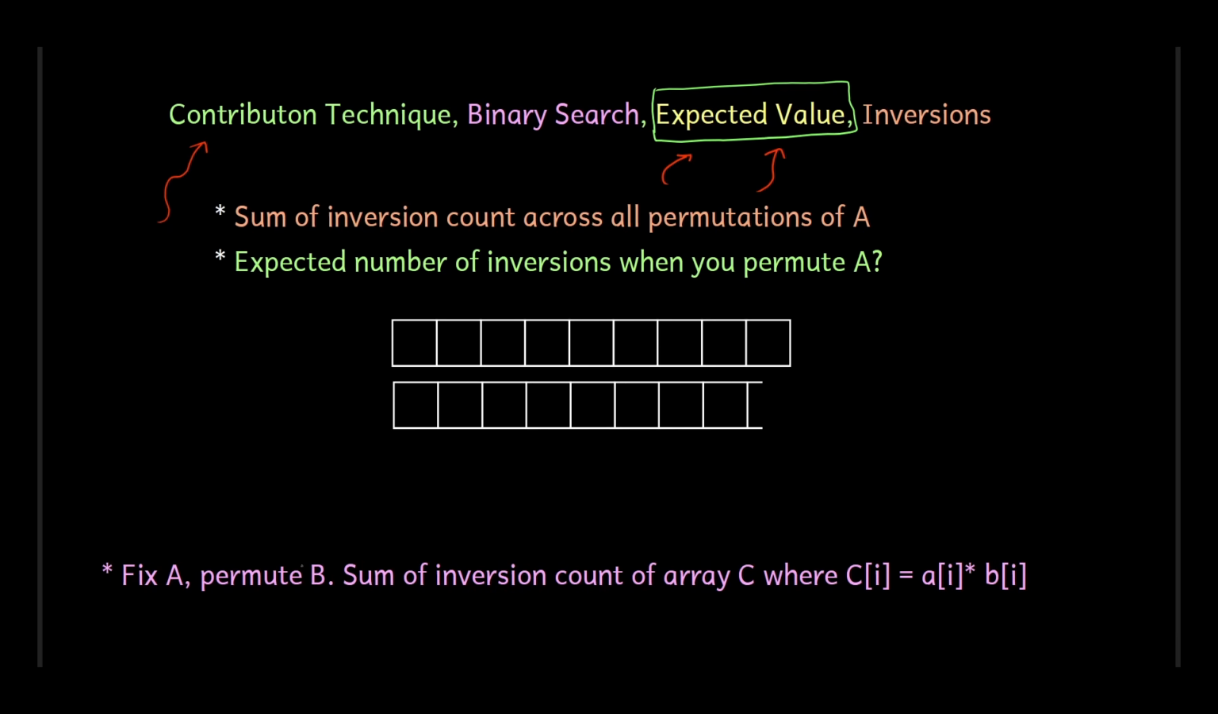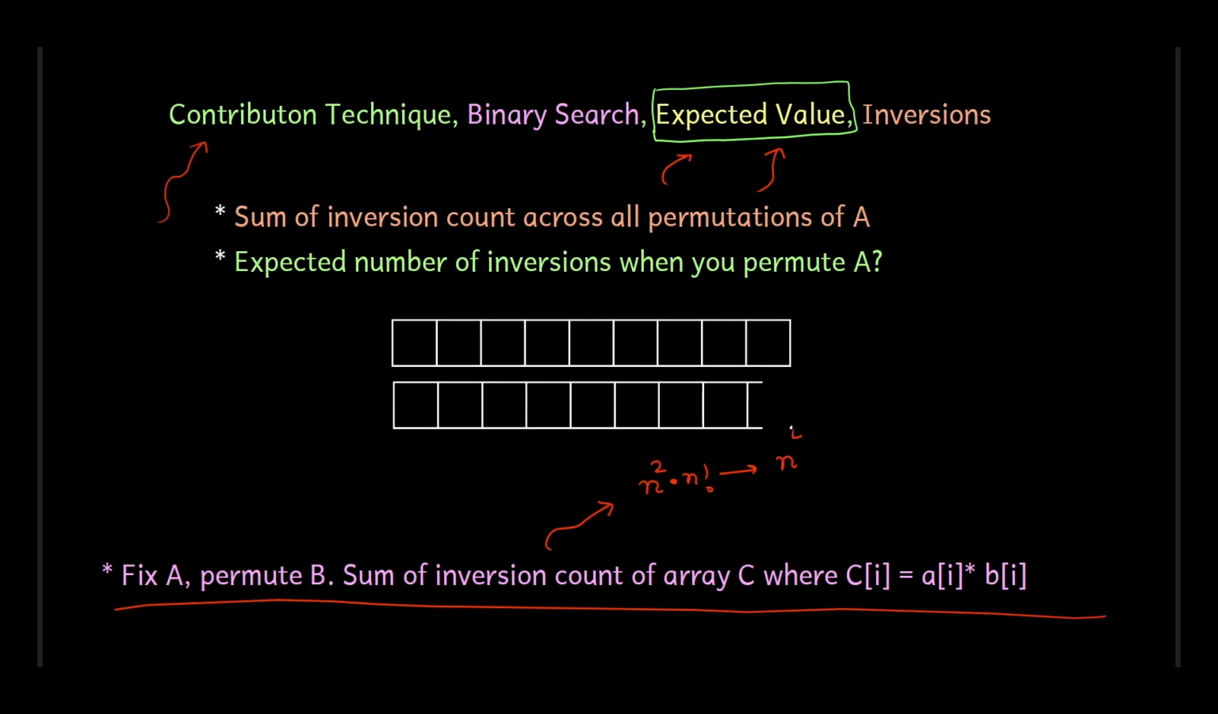Now this final version is the one that appeared in the Codeforces round, and we'll see how we can approach this problem starting from brute force, whose complexity would be n square into n factorial. Then we'll optimize it to n to the power 4 using the contribution technique.